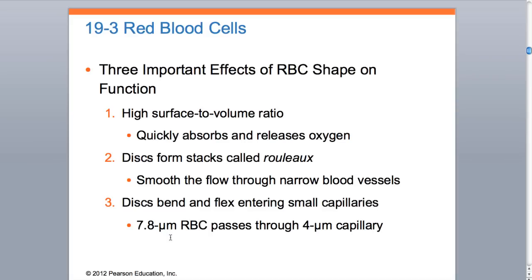The other thing we want to keep in mind is that the shape of the red blood cell and the hemoglobin is enabling it to carry a certain number of oxygen molecules, and we'll see that in a moment.